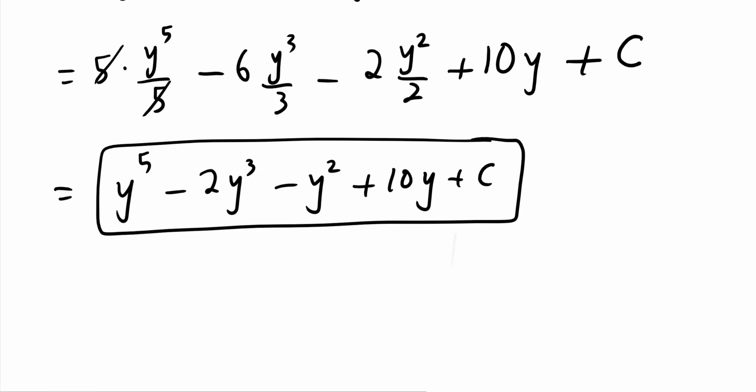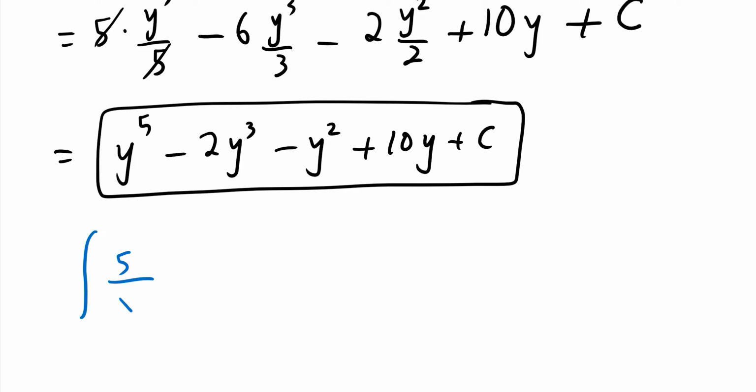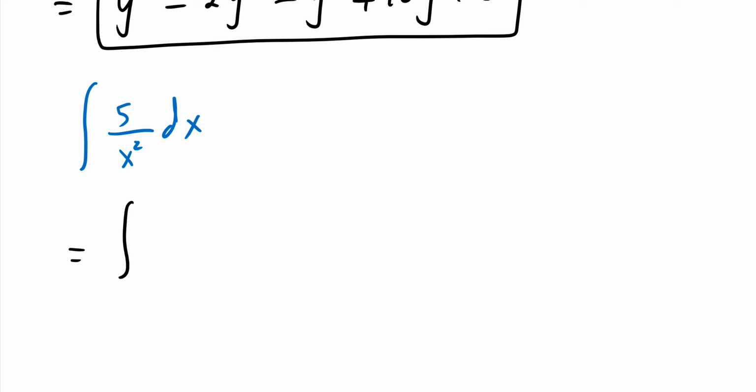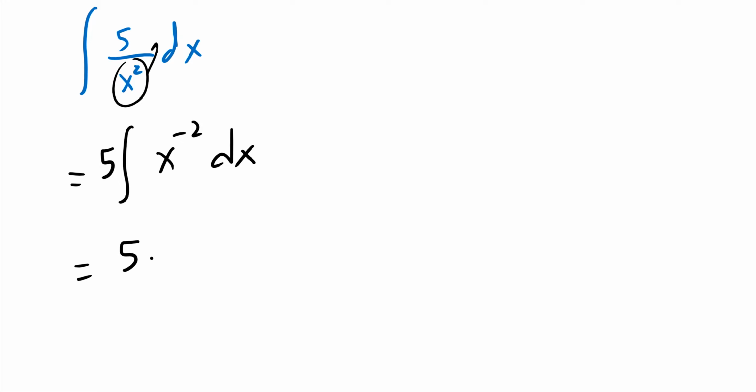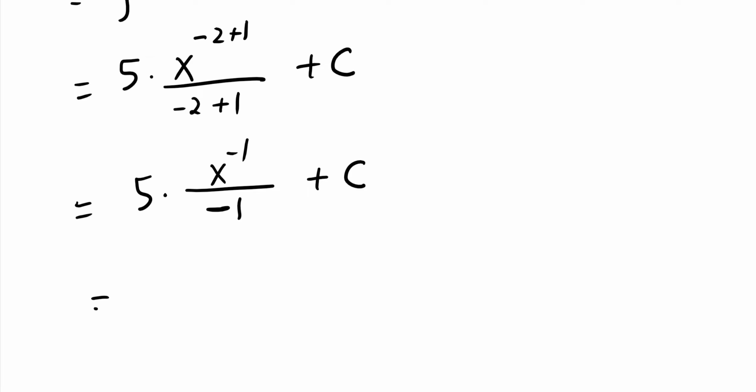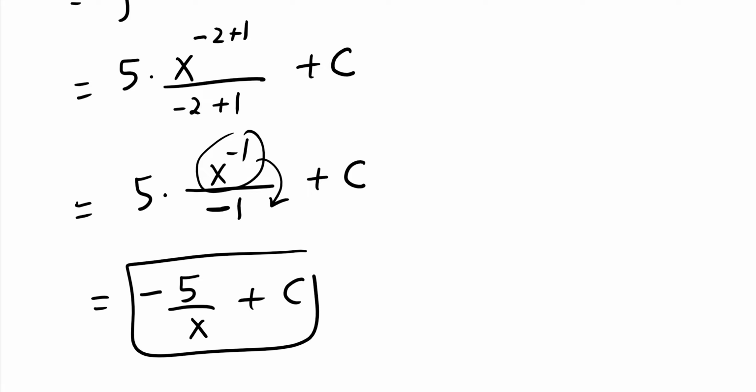Let's look at another example. What if we are asked to integrate 5 over x squared dx? Notice this does not look like x to the n. But what we can do here is rewrite this algebraically first, take the 5 out, bring this up, becomes x to the -2 dx. And then we can add 1 to this, like so, over the same exponent, plus c. So then what do we get for this? 5 times x to the -1 over -1 plus c. That negative comes outside, becomes -5, and bring this one down, over x, plus c. That's what we get.